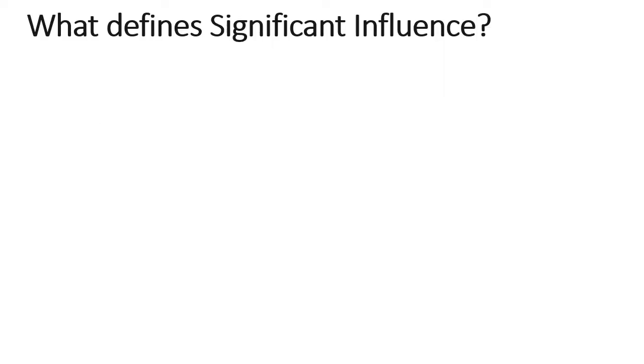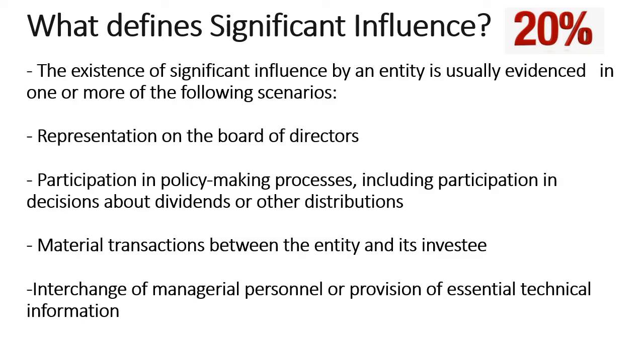What determines significant influence in order to determine that a relationship consists of an associate? Well, a lot of people will say around 20% of investment will determine an associate relationship. There are formal guidelines whereby there are four indicators.